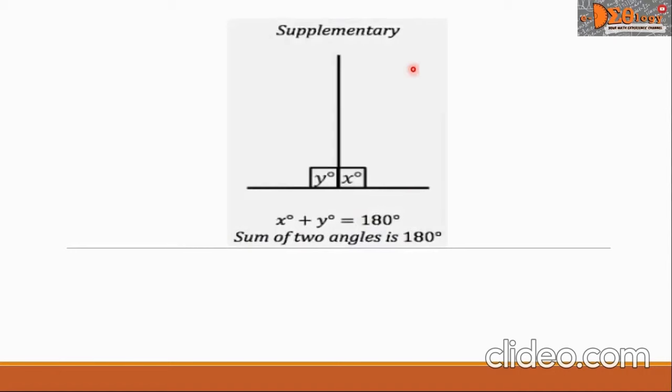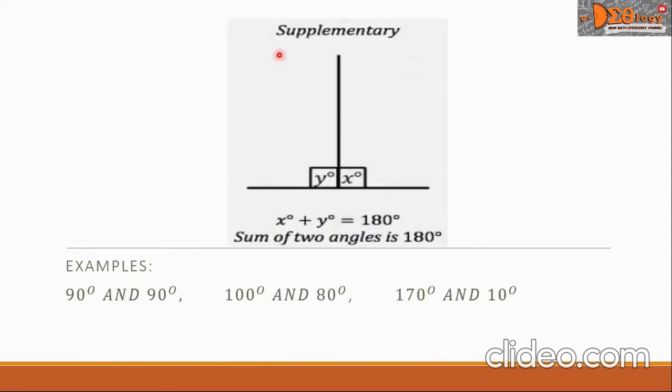The next group is supplementary angles. These are two angles whose sum is 180 degrees. Some examples of supplementary angles are 90 degrees and 90 degrees. Another pair is 100 degrees and 80 degrees. Another pair is 170 degrees and 10 degrees. We can see that the sum of each pair of angles is 180 degrees.